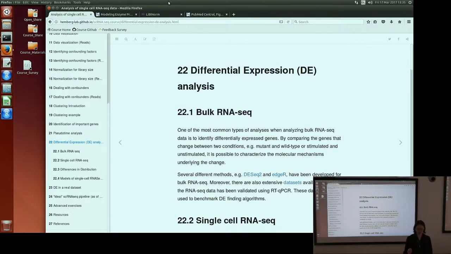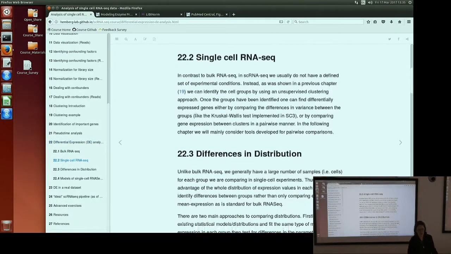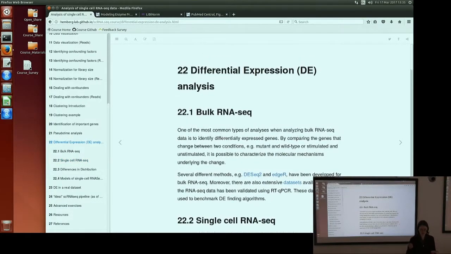specifically tailored for datasets where you have a very small number of samples and very high coverage of the genes in each sample. Whereas in single-cell RNA-seq, we have the opposite. They also assume defined experimental groups. So edgeR and DESeq assume you have some experimental setup where you have condition A and condition B. You know which samples belong to each condition, and you're just going to test the difference between them.